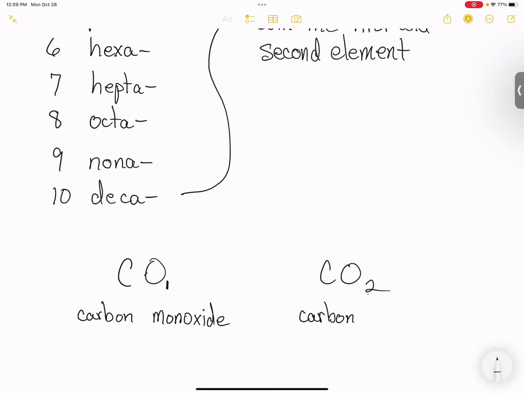In the second one, there were 2 oxygens, so we say that there are 2 oxygens and call it dioxide. So the difference between the first 2 compounds that I gave you was the difference between us dealing with carbon monoxide and carbon dioxide.